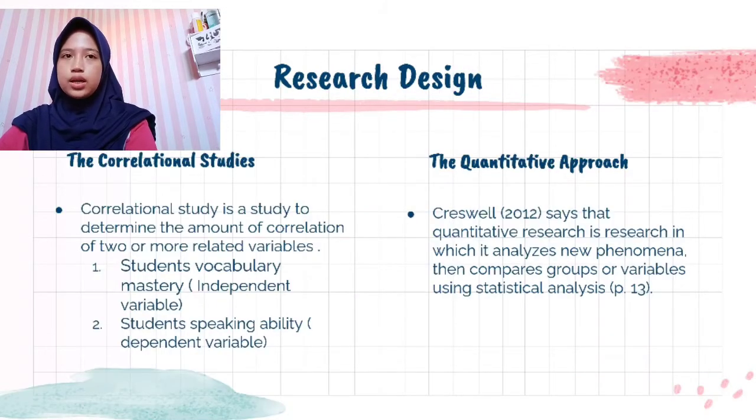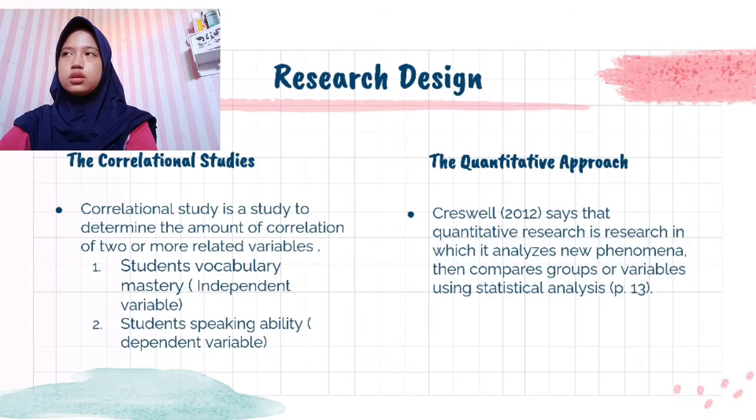So let's start off with research methodology. The first part of the research methodology is research design. This study is a correlation study applying a quantitative approach. A correlational study is a study to determine the amount of correlation between two or more related variables.